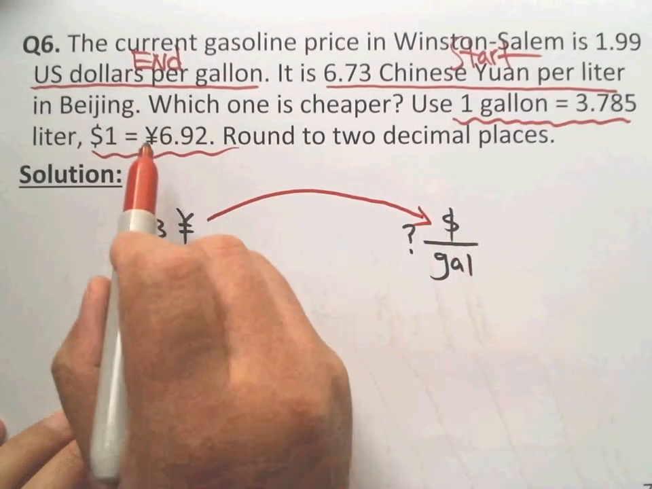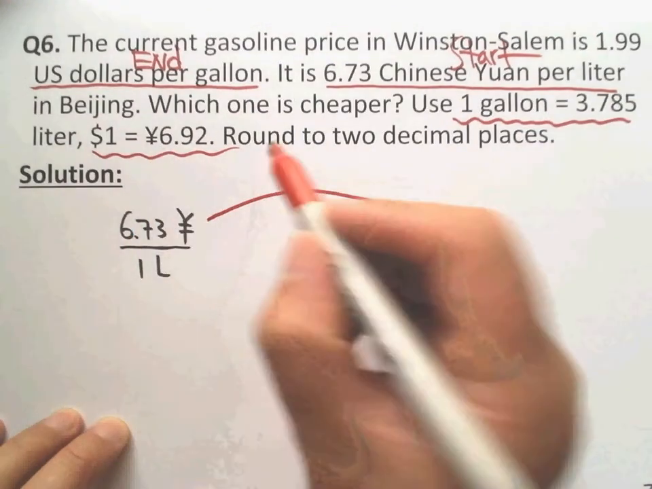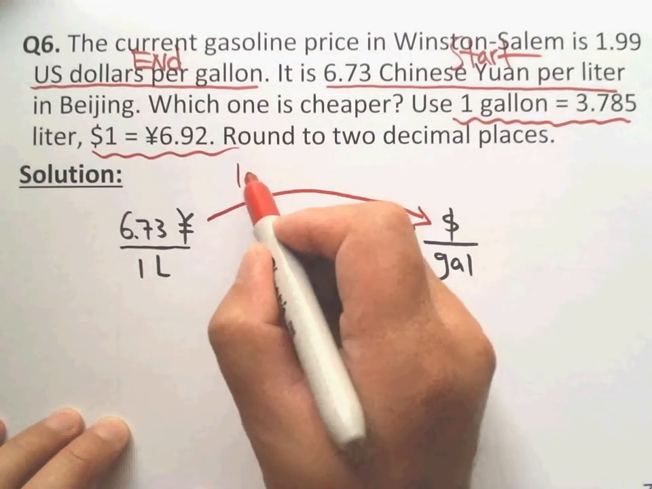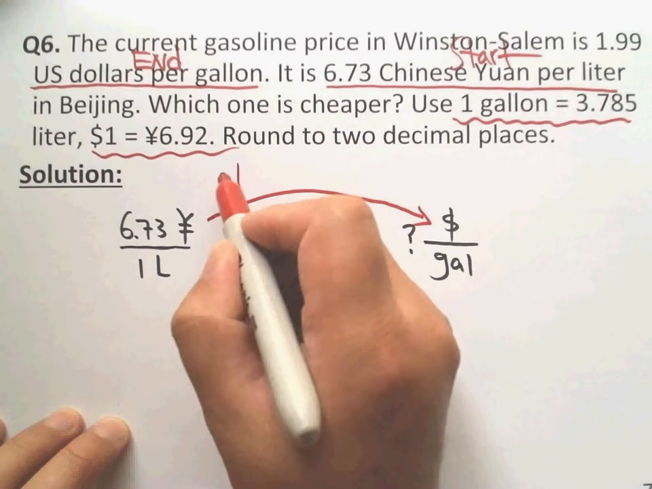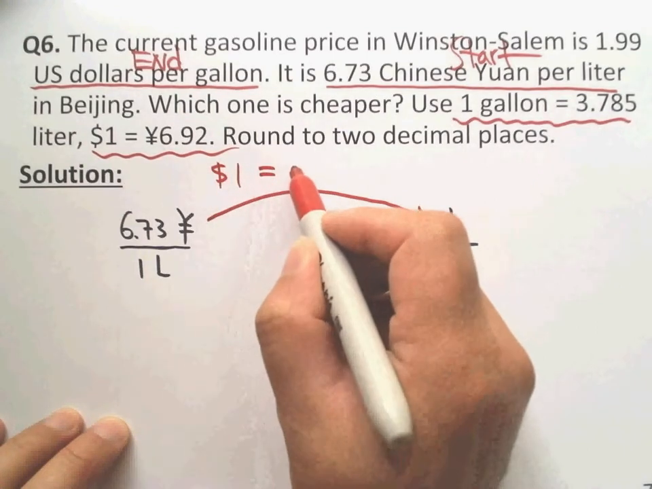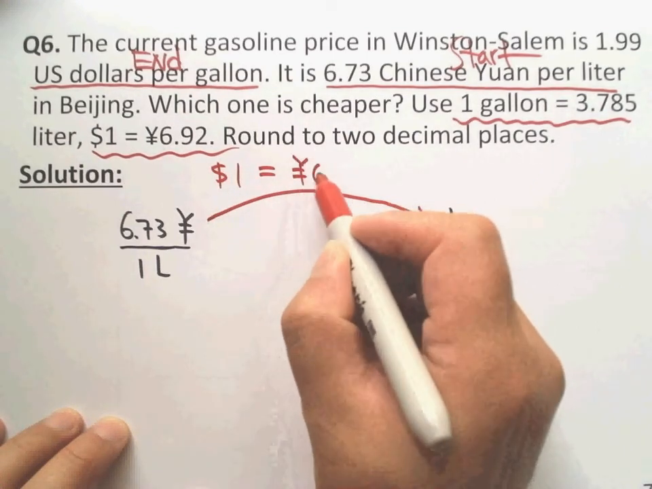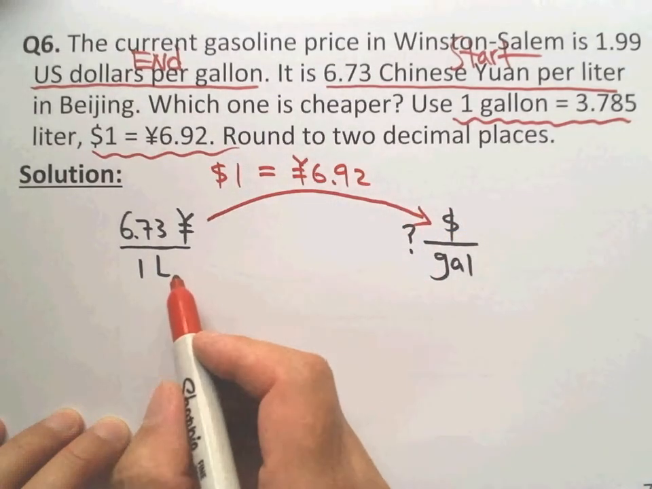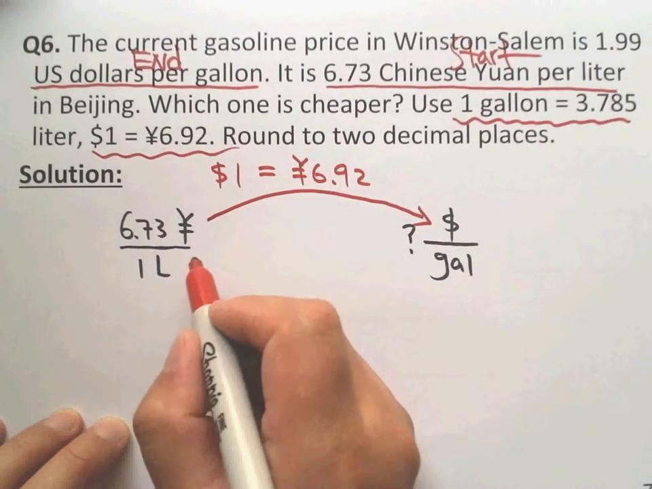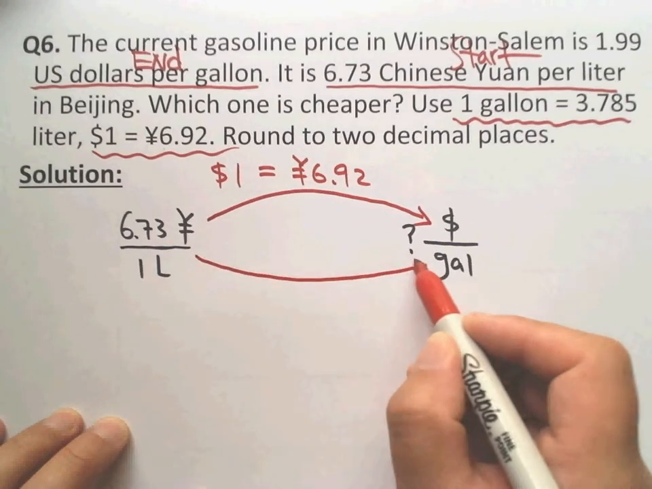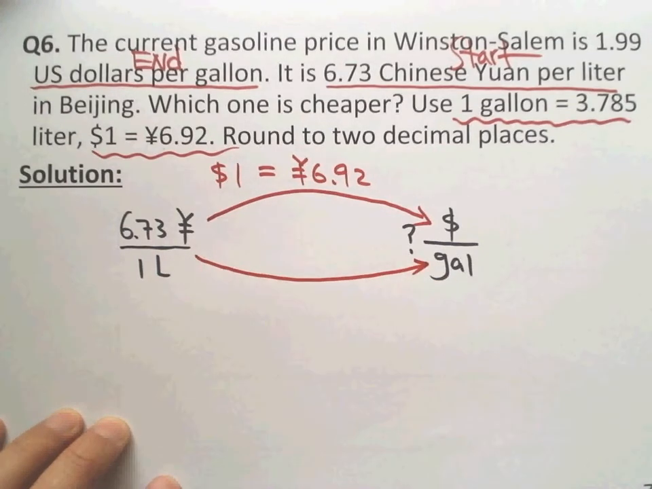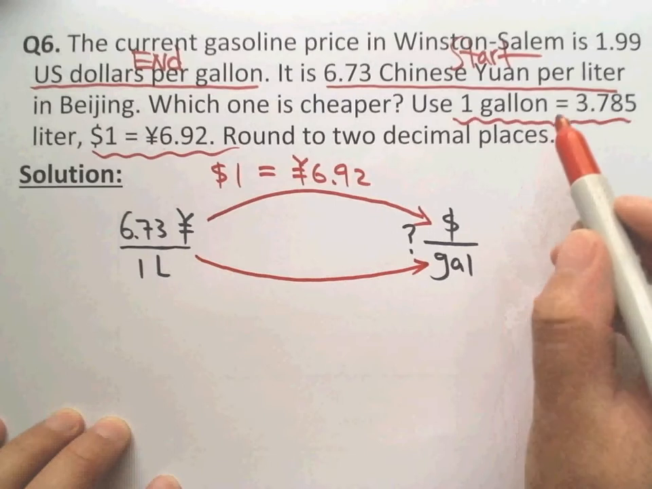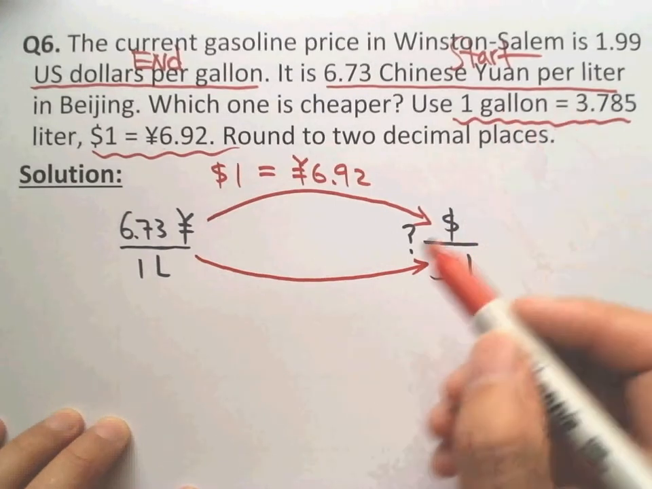If we convert the top, is this. The top is what? It is Chinese yuan to US dollars. What is the relation? The relation is here, right? Let me write that one more time. 1 US dollar equals 6.92 Chinese yuan. And then we'll convert at the bottom, which is liter to gallon.